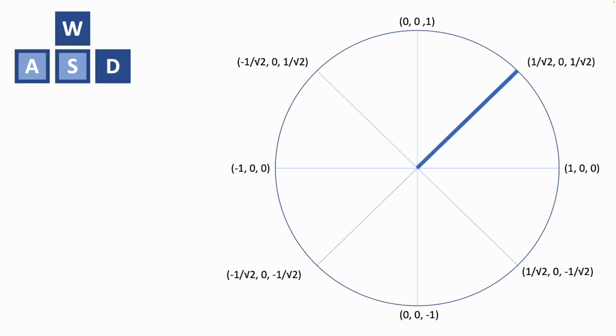If the player is holding W and D keys, we translate that in our code as a unit vector with the same number for X and Z, which turns out to be 1 over root 2, 0, 1 over root 2. Remember, we don't have any Y components for any of our direction vectors since we're not going to be going upwards quite yet.